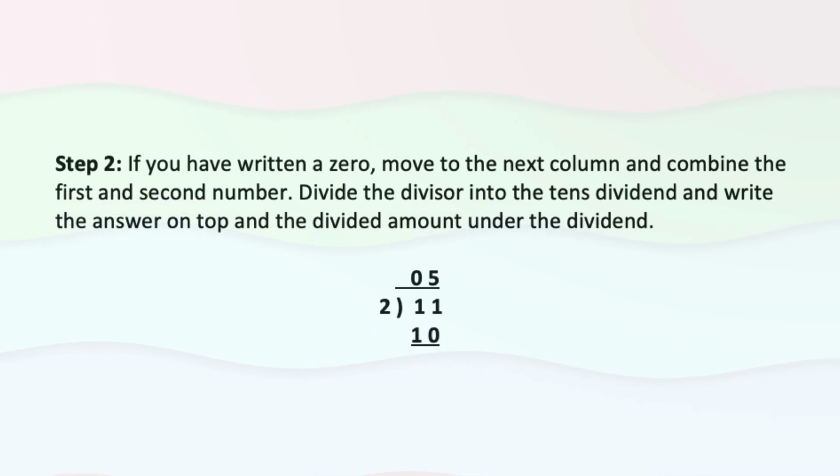Step 2. If you have written a 0, move to the next column and combine the first and second number. In this case, we're now dividing 2 into 11. Divide the divisor into the tens dividend and write the answer on top, and the divided amount under the dividend.